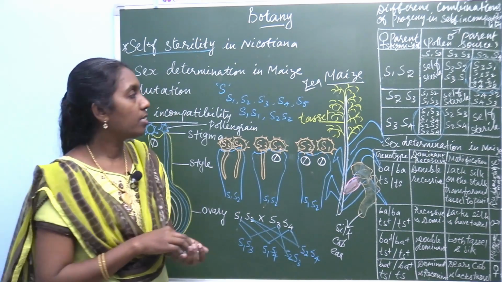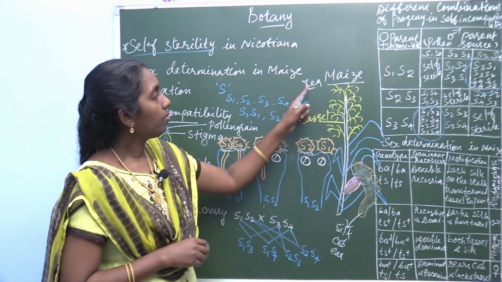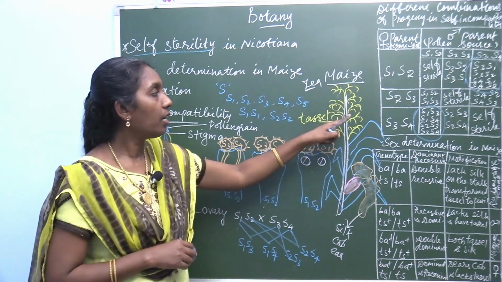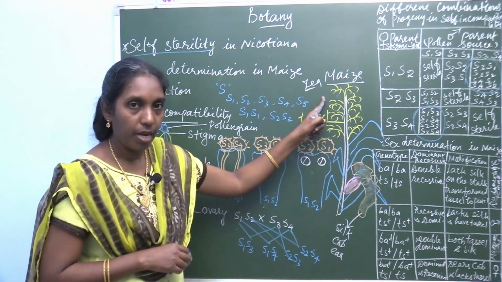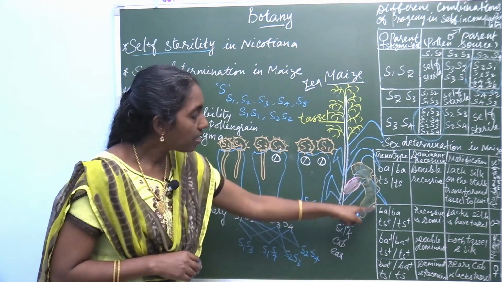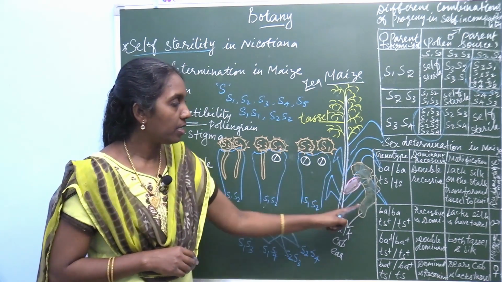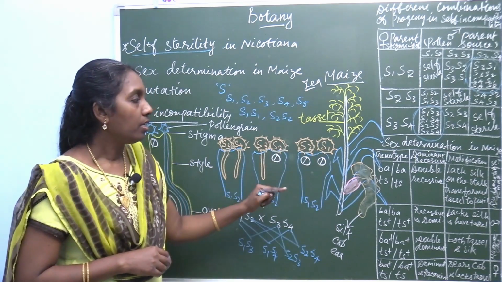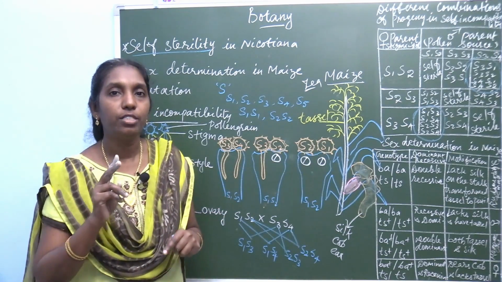Maize. In maize, the terminal region develops the male flower, and the lateral side develops the female flower. This is the female flower, a monoecious plant. Here there are two different genotypes.